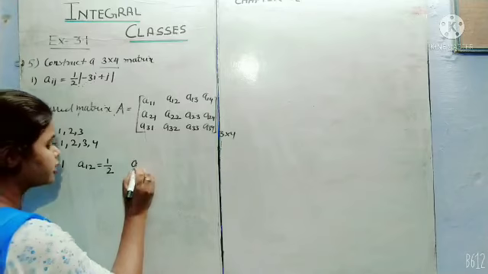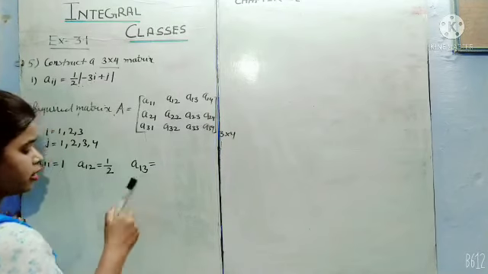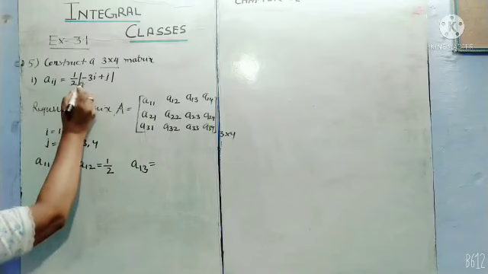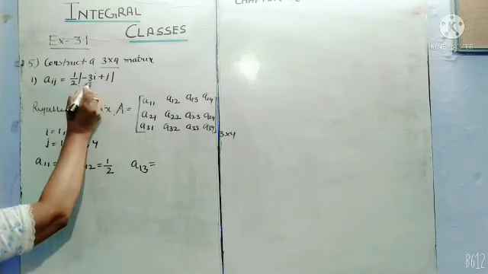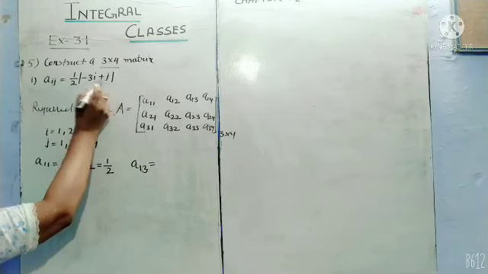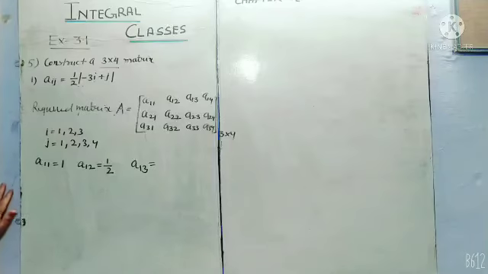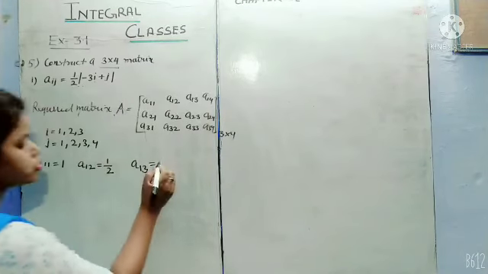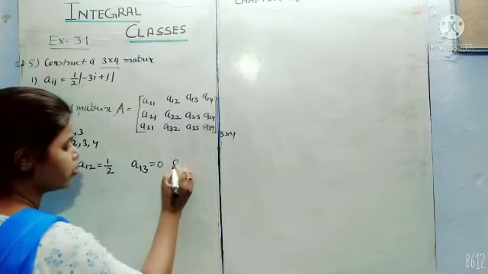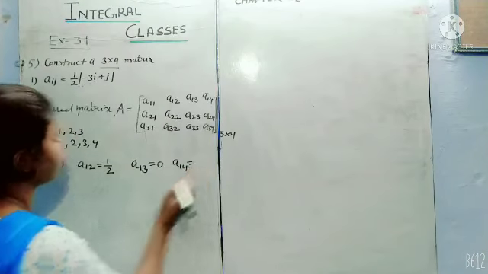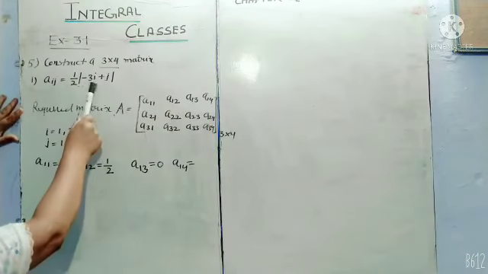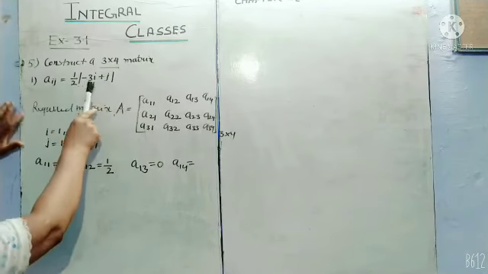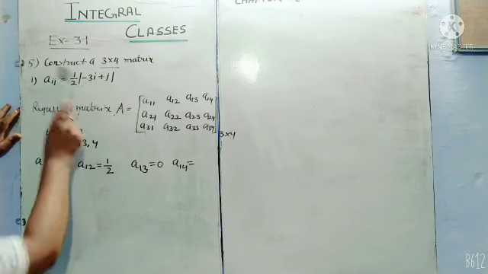Now next is A13. It means i equal to 1 and j equal to 3. So minus 3 into 1, minus 3 plus 3, they cancel each other. We will get 0, 0 into 1 by 2, 0. So A13 is 0. Next is A14. Again put i equal to 1, minus 3 plus 4 means 4 minus 3, 1, 1 into 1 by 2.